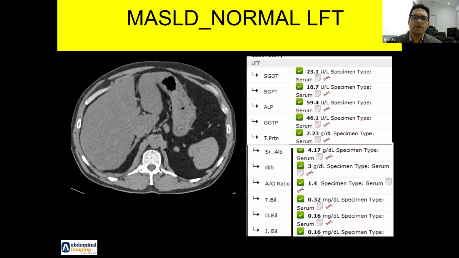This is an example of a fatty liver disease patient. There is severe fatty liver, and you can see the liver is a little bit abnormal as well, with prominent fissures, but all the LFTs are normal. So if we do mass screening and rely on LFT, we will go wrong.